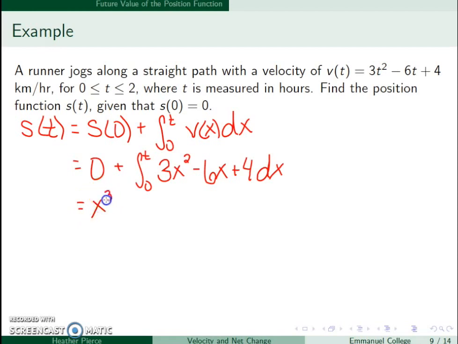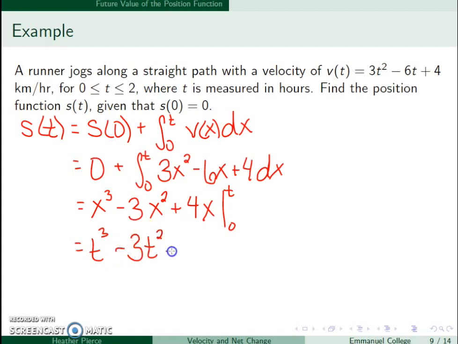We got x cubed minus 3x squared plus 4x, in this case going from 0 to t. This gives t cubed minus 3t squared plus 4t, and if we stick in the lower bound we just get a minus 0. So our position function is given by t cubed minus 3t squared plus 4t. So at any given time we can determine the position of the runner.